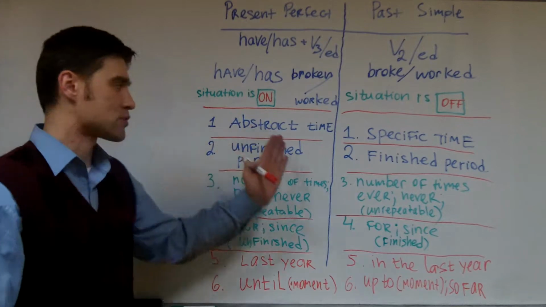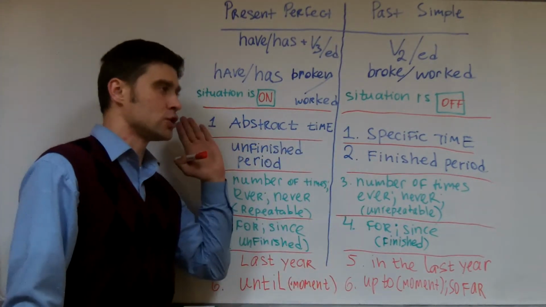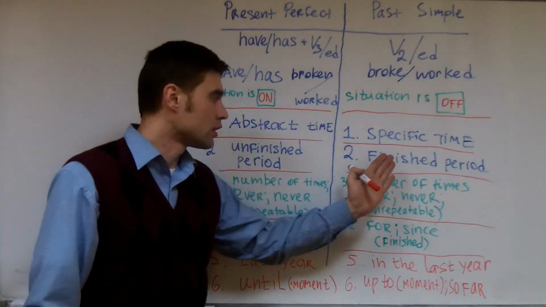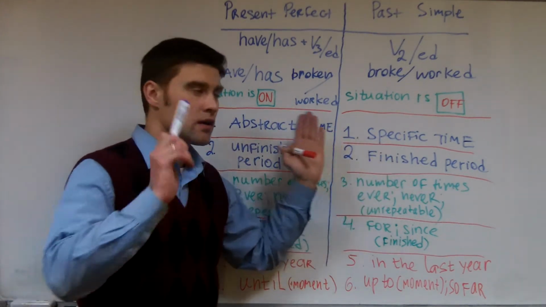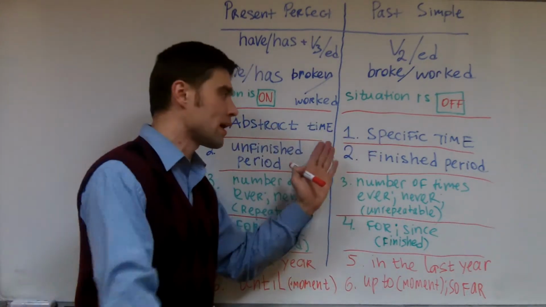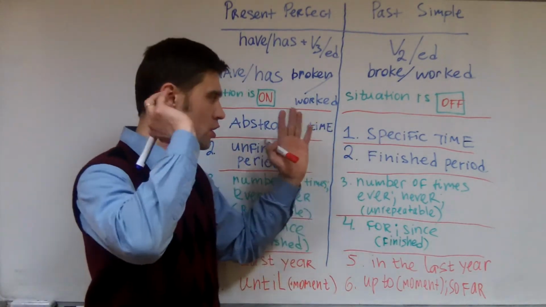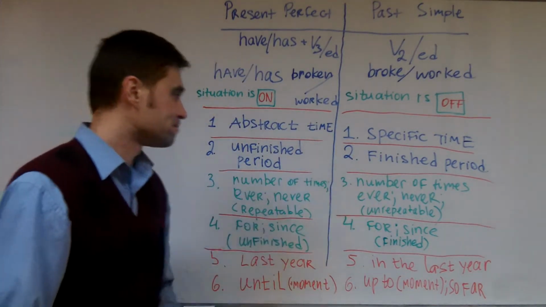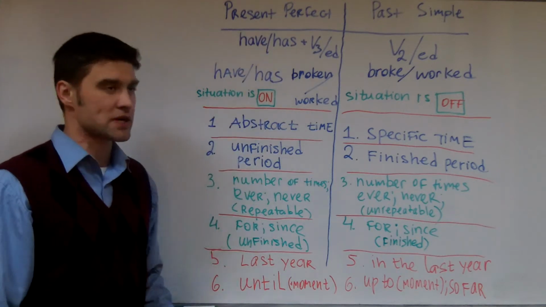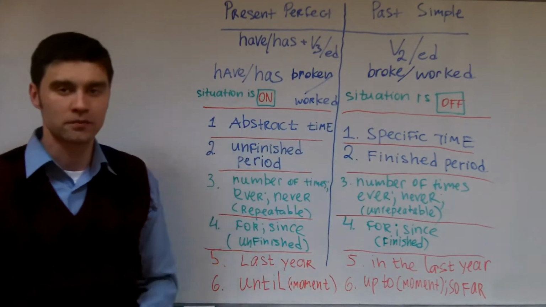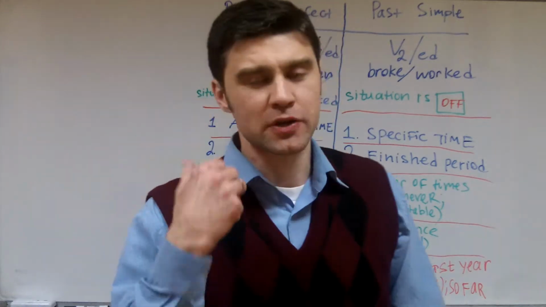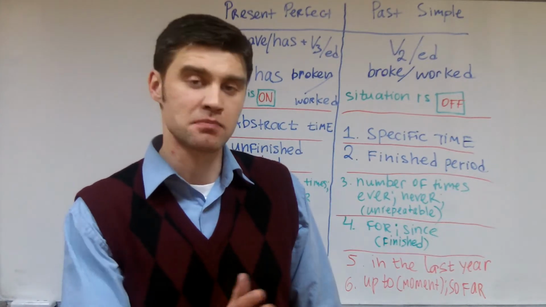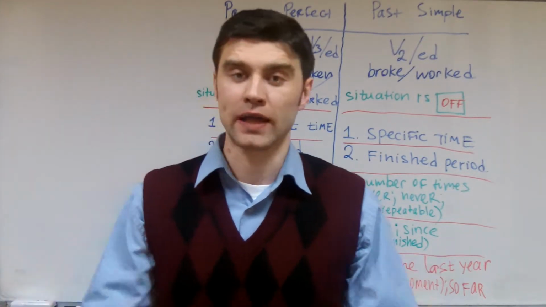So, difference number one, abstract time and specific time. Already, just, recently, not yet. Here, we have on Monday and Tuesday, yesterday at 2 p.m., in April, in winter, in 2006, and stuff like that. Now, number two, finished and unfinished period. Unfinished period is used with present perfect, finished period with past simple. What is a finished period? Last week, yesterday, last month, last year, last summer, last April.